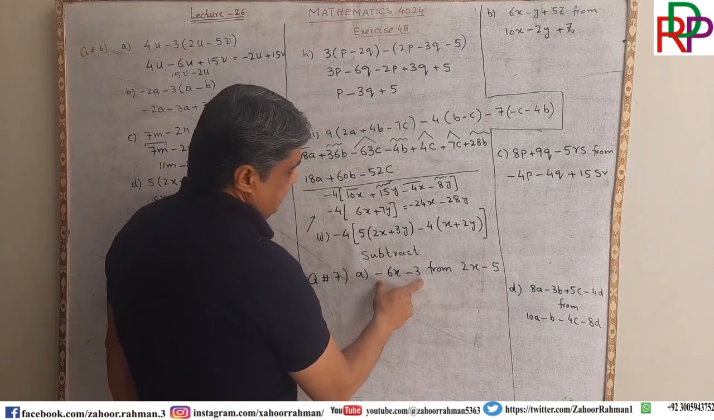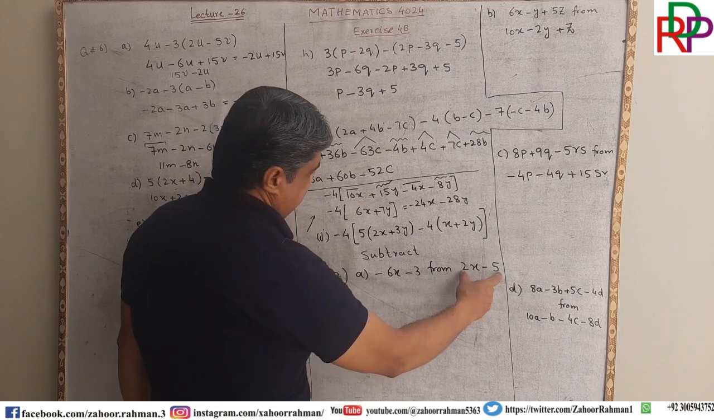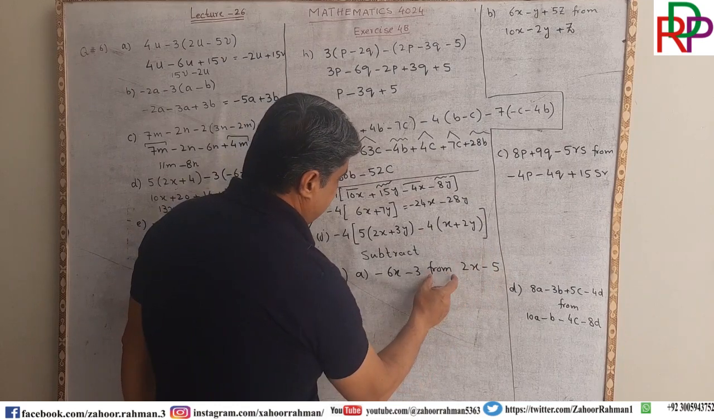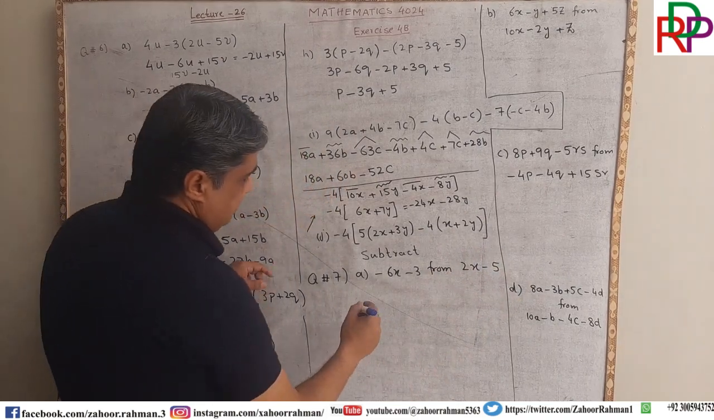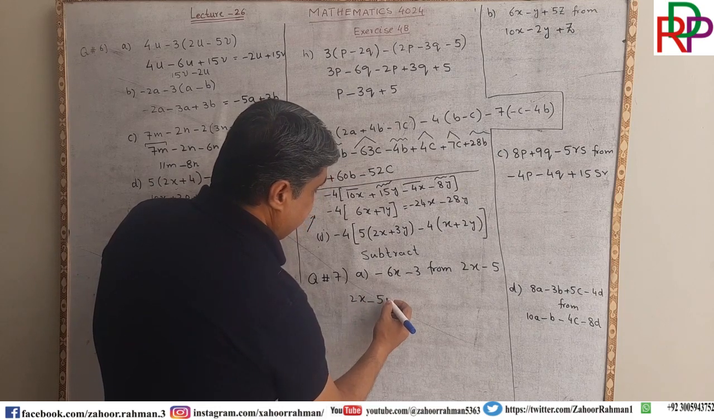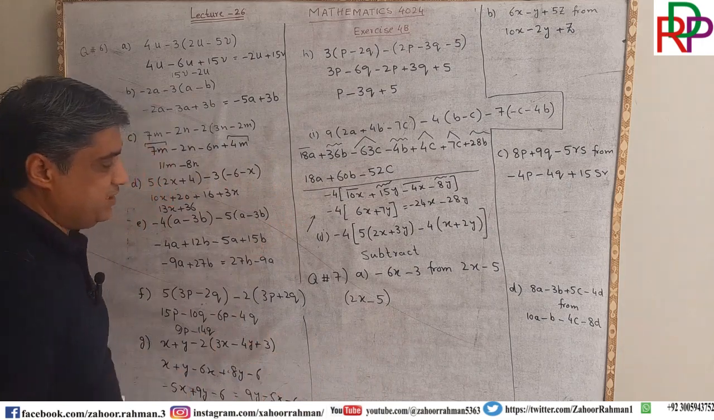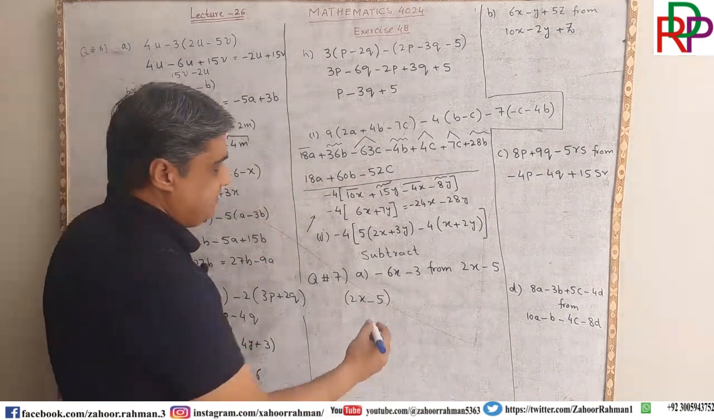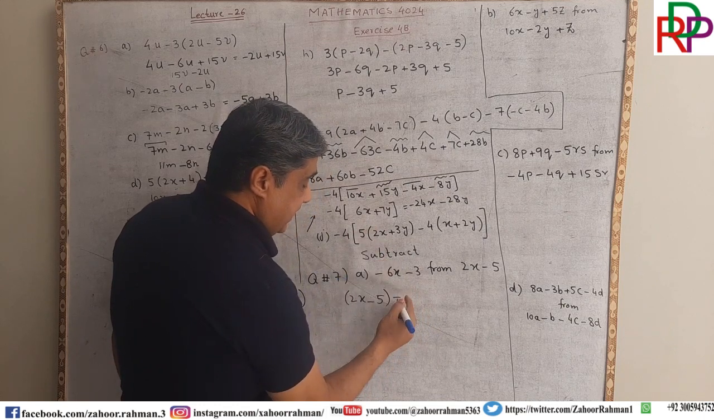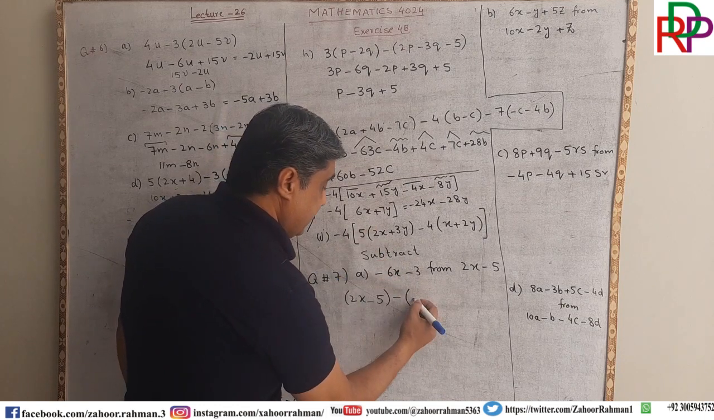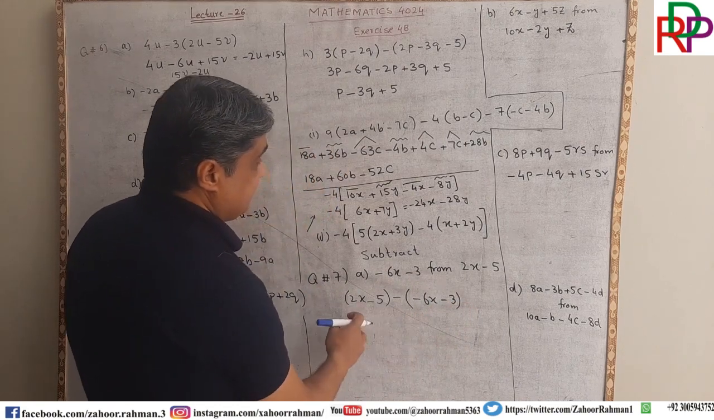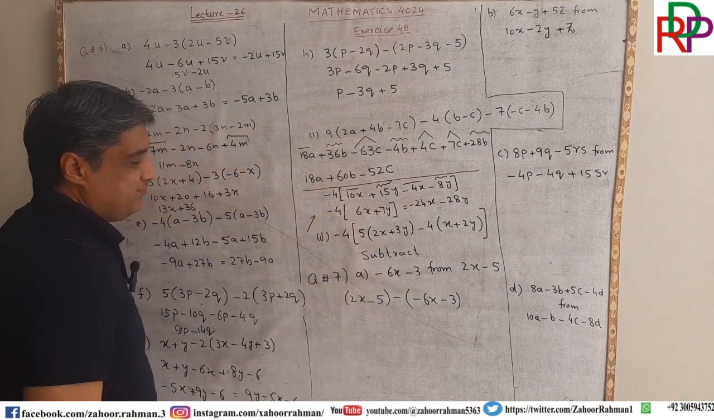In the "from", they are writing first this one and then subtracting this from it. No, it is not. First, you have to write the expression after the "from" whatever is written. So you have to write 2x minus 5, and if you want you can, though there is no need, enclose it in parenthesis. Then you have to write subtract, minus 6x and minus 3. So it is a question like this.